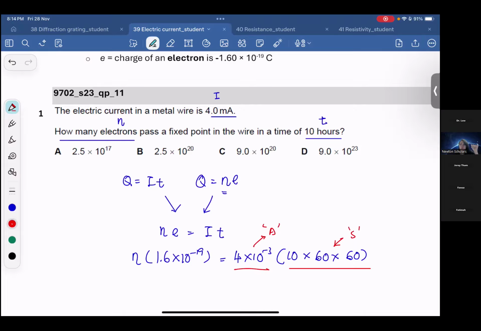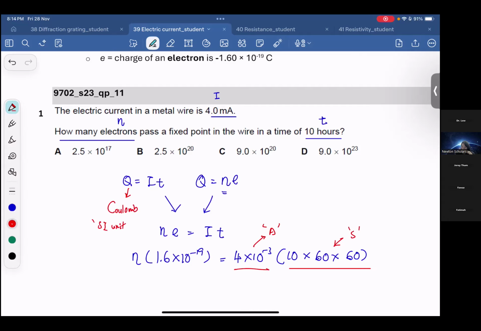Okay, all the prefixes you have to change. Pico, correct? Milli, correct. Okay, dear, why must it be converted into SI units? It's because this one is charge, and this one is also charge, so it is in coulomb. Coulomb actually is the SI unit.